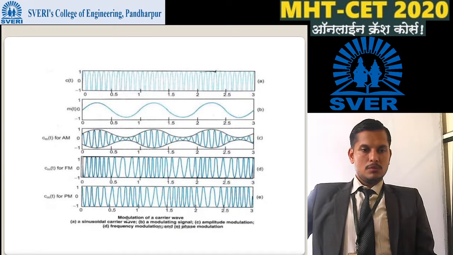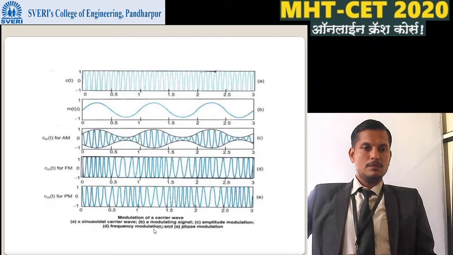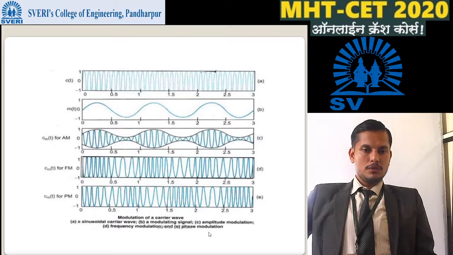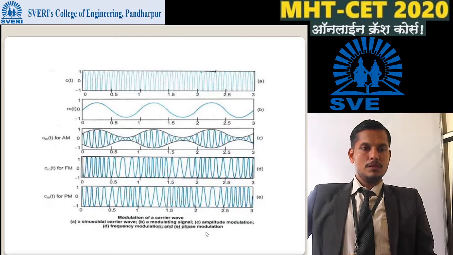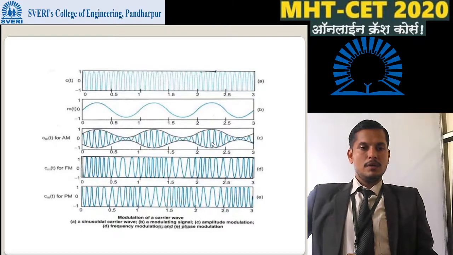Here, for modulation of a carrier wave, we can observe first a sinusoidal carrier wave, second a modulating signal, then amplitude modulation in figure C, frequency modulation in figure D, and phase modulation in figure E. So first is the sinusoidal carrier wave we are using, then the modulating signal, then amplitude modulation, and we can add frequency modulation and phase modulation also.